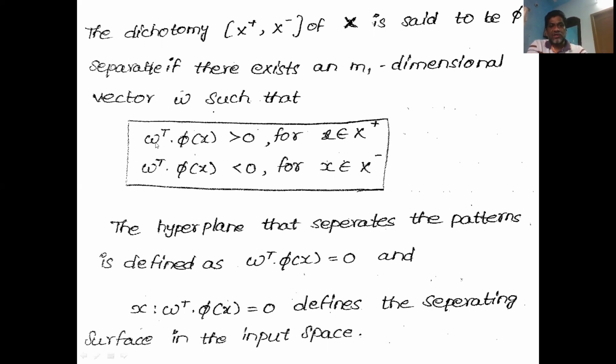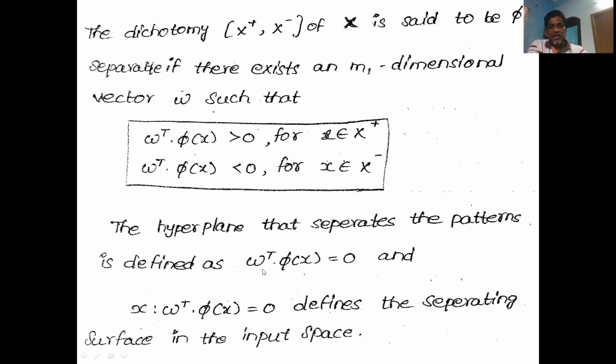So how do these inequalities group the input patterns into dichotomies? Using the inequality w transpose times phi of x greater than 0 means that the input pattern x belongs to the class x plus. If w transpose times phi of x is less than 0, then x belongs to the x minus class. So these are the two inequalities.